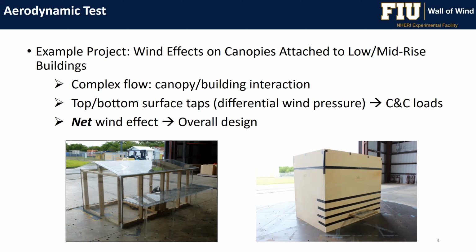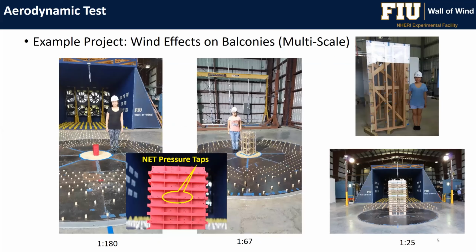You can see both models at the bottom. We had pressure taps both on the top and the bottom surface of the canopy, so we could get a net effect, which was critical in the codification process. Another example is the wind loads on balcony rails. Another objective, as a side product of this study, was the effect of scale. We started with a very small model of 1 to 80, and then we moved up to 1 to 25, and you can see here the difference between the different models.